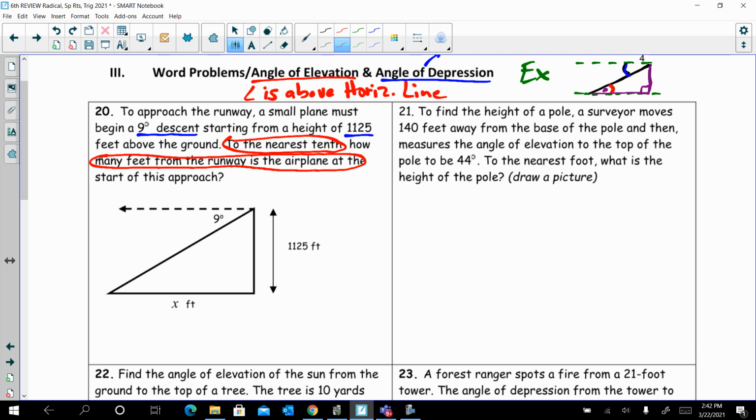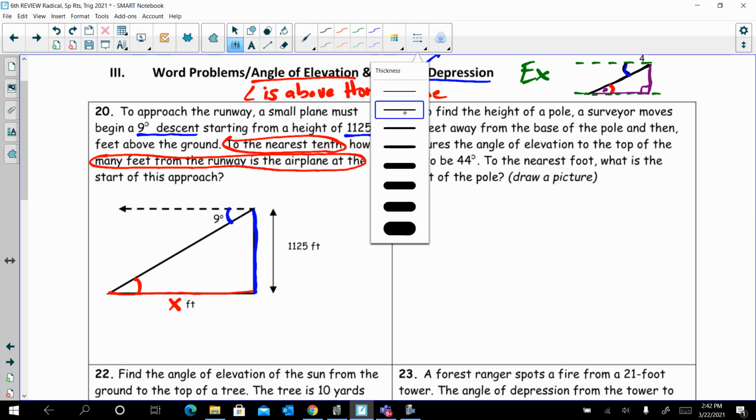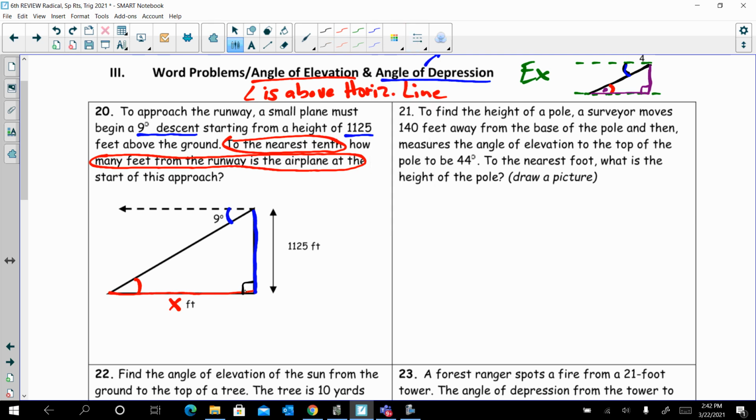They've already done some of that for us down here. They marked our x, and they also showed our vertical height above the ground. They gave us the angle of descent, which is the angle of depression, and that angle is the same as this angle here. So anytime you have a right triangle, put that horizontal line, and you're going to put the angle above that horizontal line.